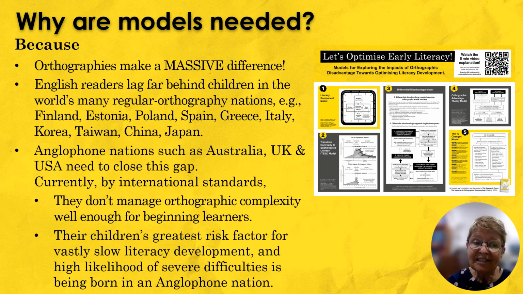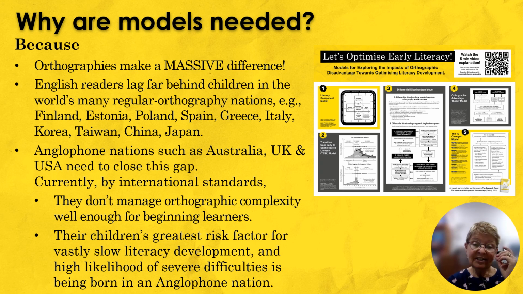Here are the reasons. Because orthographies make an absolutely massive difference in earliest literacy development, and that precipitates further advantages and disadvantages that nations experience. English readers lag far behind children in the world's many regular orthography nations, for example, Finland, Estonia, Poland, Spain, Greece, Italy, Korea, Taiwan, China, and Japan.